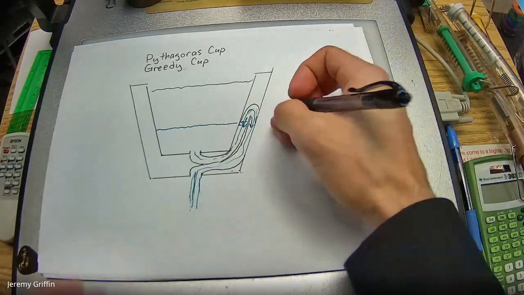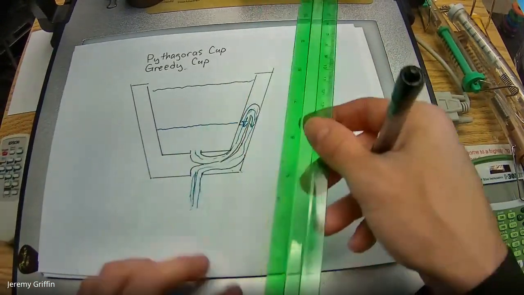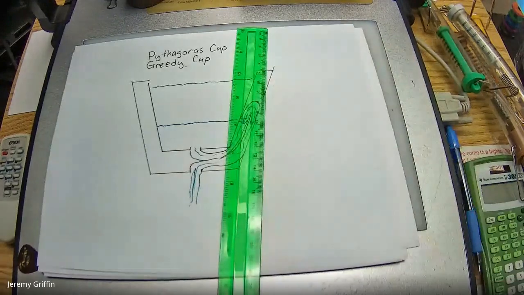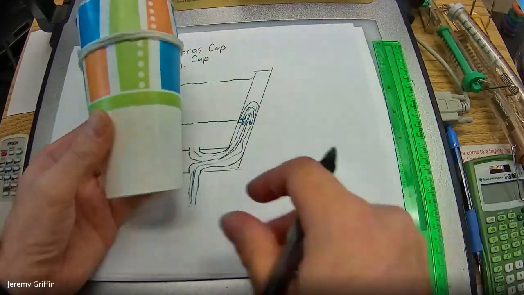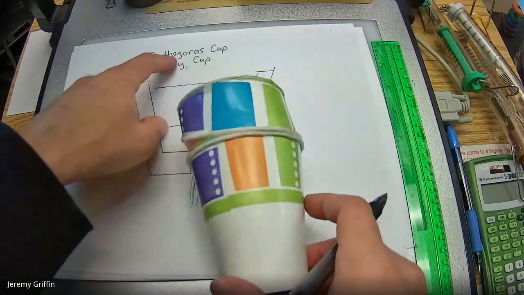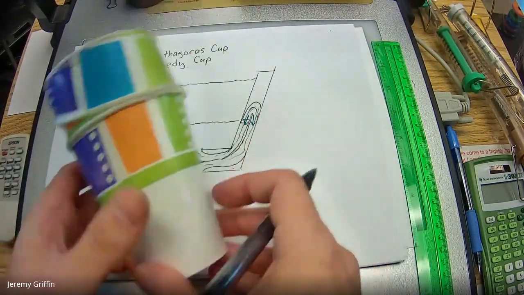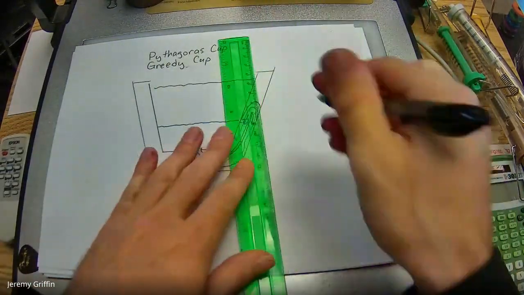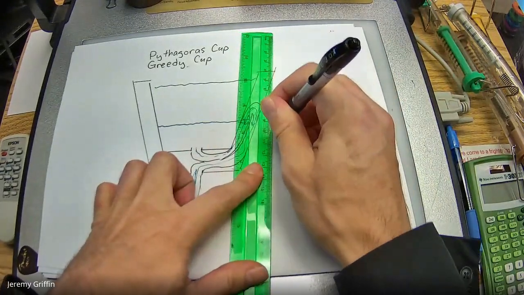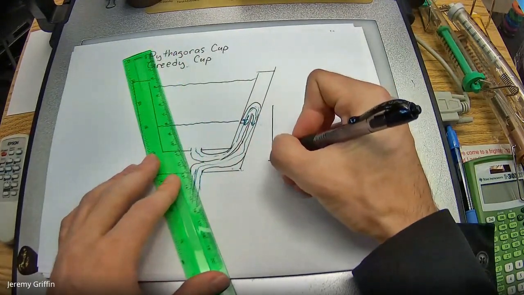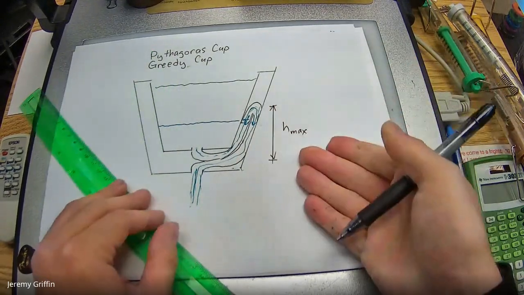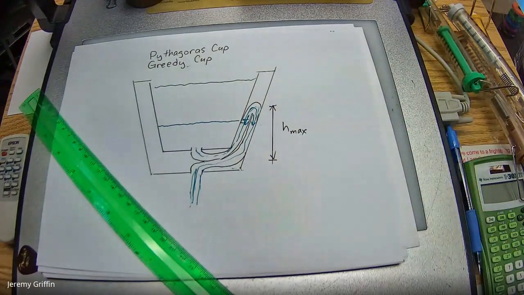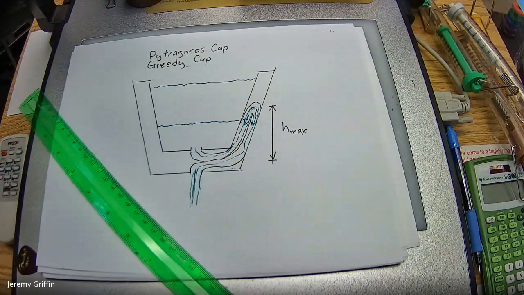Which actually sets up the next question. Suppose you wanted to build one of these on the side of the road, maybe some kind of highway trash line. We built the world's largest Pythagoras cup off the side of I-95. I wonder if there's some maximum size you could build this cup. Let's call it H max. What's the largest you could build, because Earth's pressure, even though it's enormously huge, is finite, isn't it?